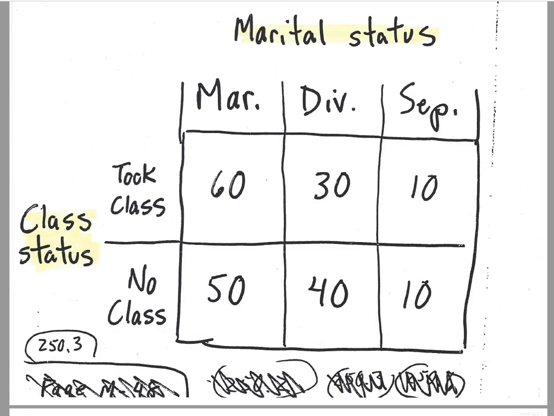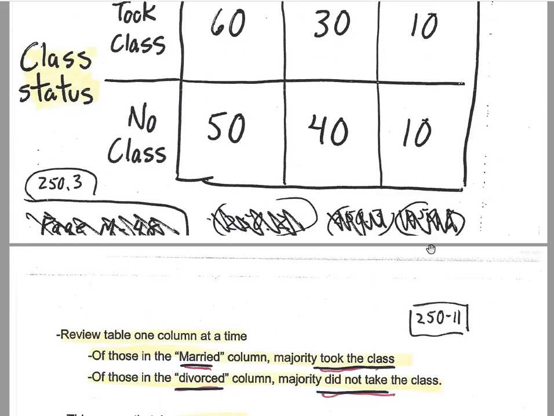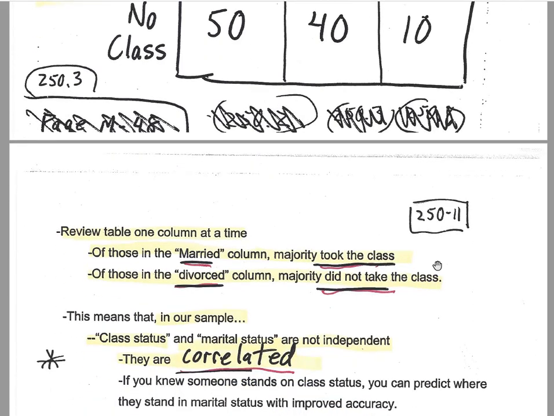And then finally, the last column, just for the sake of completeness, SEP stands for separated. Of those people who are separated today, 10 of them had taken the class 10 years ago, 10 of them had not. So there's no clear winner when we look at the separated column. But when we look at the first two columns, it suggests maybe there's something to this class. Maybe taking the class had some kind of effect in keeping them married today.